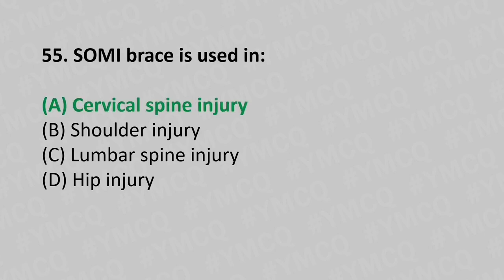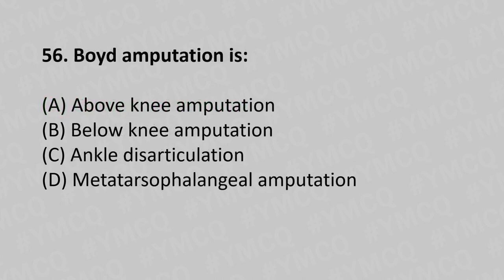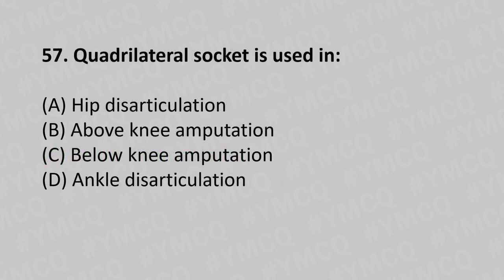Moving to our 56th question, Biot's amputation is option A, above knee amputation. Option B, below knee amputation. Option C, ankle disarticulation. Option D, metatarsophalangeal amputation. And the answer is option C, ankle disarticulation.